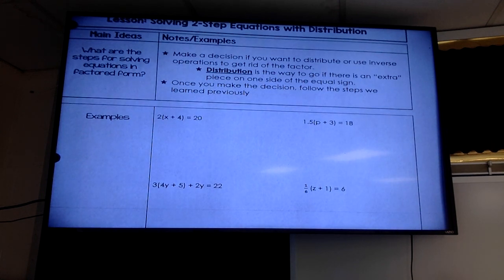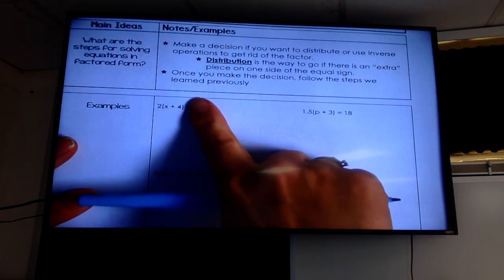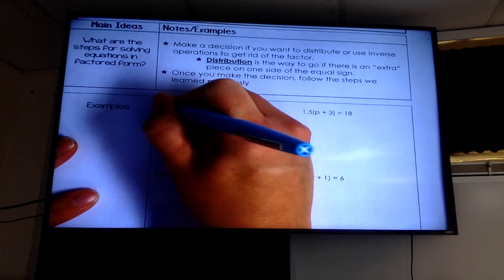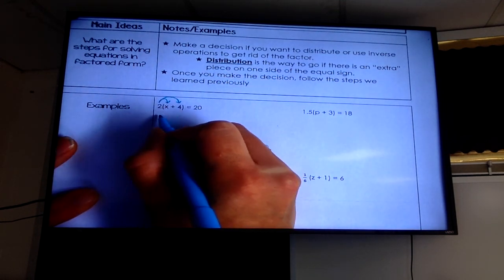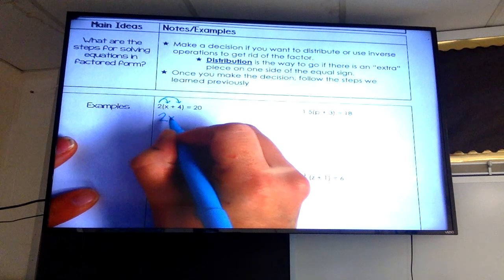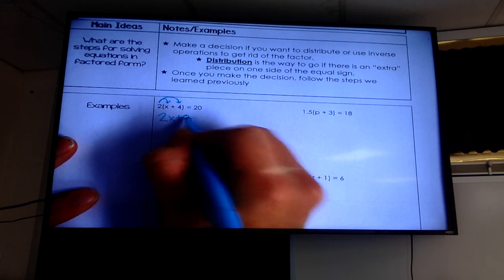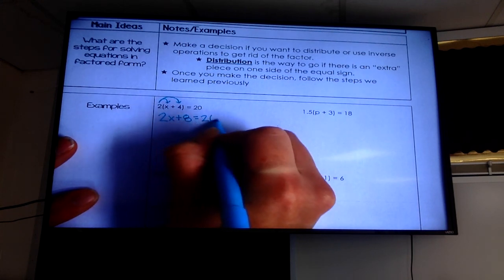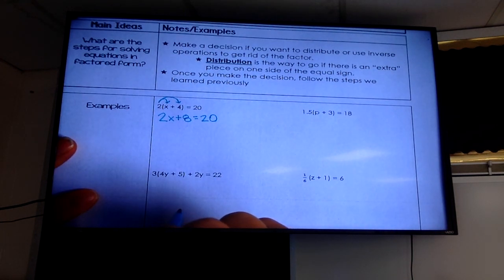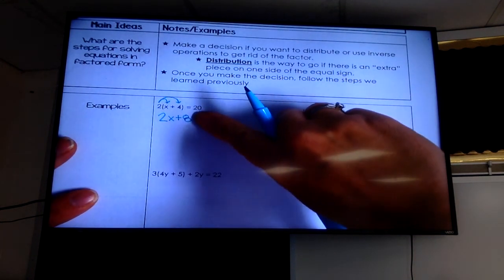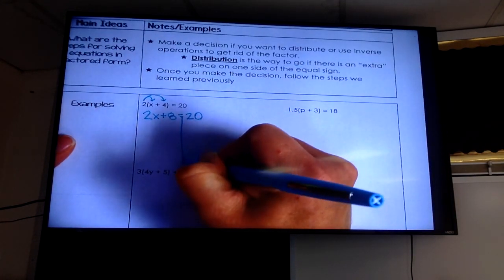Right, so here I see 2(x + 4) = 20. I'm going to ignore this for a second, and I need to distribute this 2 out, just like we did in the last chapter. So 2 times x is 2x. A positive 2 times a positive 4 is a positive 8. And now I'm going to bring down the equals 20. Now that it's distributed, check to see if there's anything you can simplify. So nothing on this side, nothing on this side. So I'm going to drop my line and begin to solve.